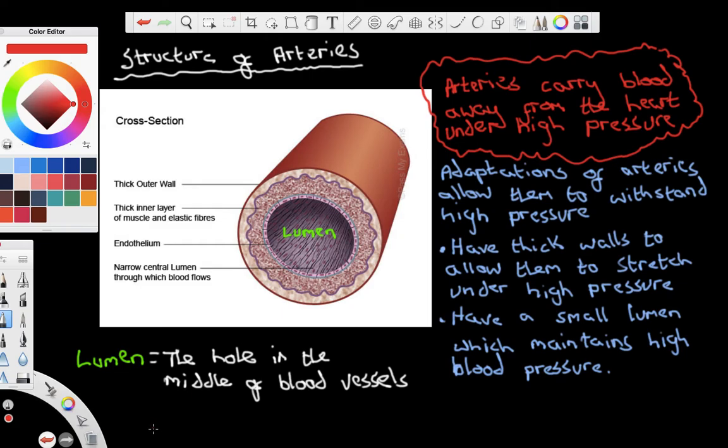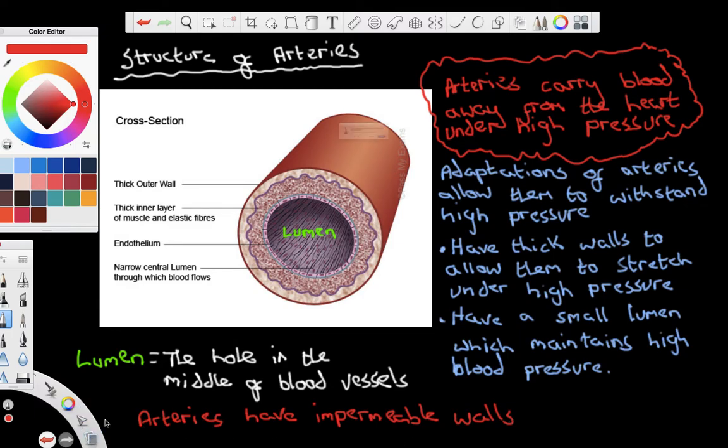That means nothing can leave the blood and nothing can get in. So arteries have impermeable walls. What we mean by that is nothing can get into the blood and nothing can get out. The blood cannot leave the artery, it can only stay within the artery.